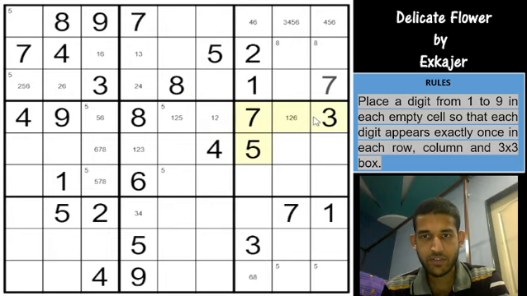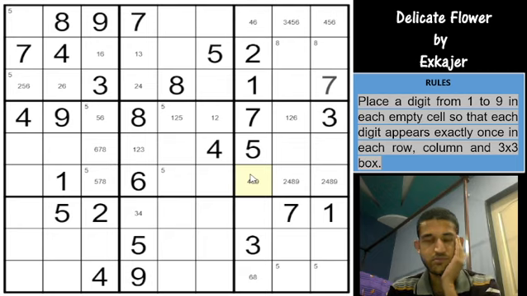So I have 3, 5, 7 in box 6, 1 and 6 in row 6, which means these cells would be 2, 4, 8, 9. 2 is eliminated from here, so that's a 4, 8, 9.